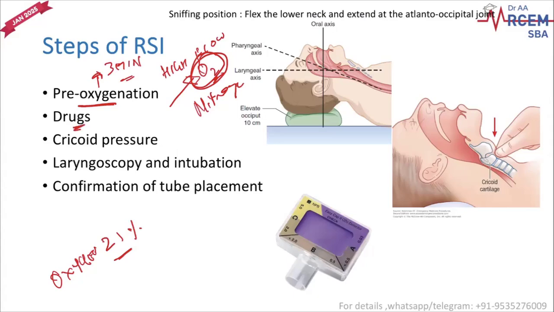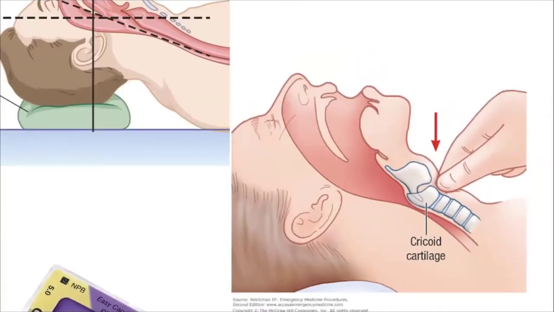Drugs, we are already aware of. Then you're giving cricoid pressure. What is cricoid pressure? You're applying pressure over the cricoid cartilage. What is the advantage of doing this? When you apply pressure over the cricoid cartilage, it causes pressure over the esophagus, which is right behind the trachea. So it collapses the esophagus.